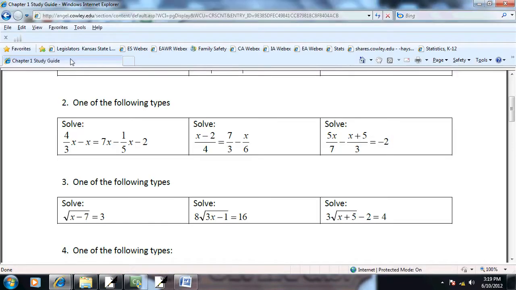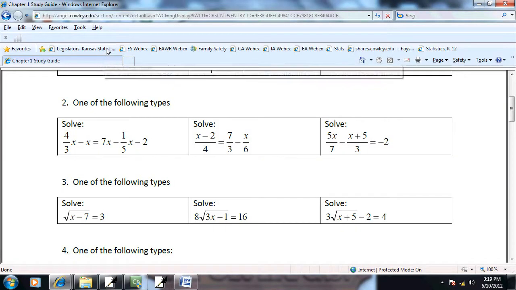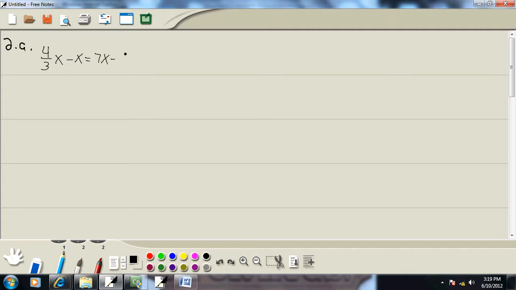We got 4/3 x minus x equals 7x minus 1/5 x minus 2. Now, first step is to get rid of parentheses, don't have any. Second step is to get rid of fractions. So I'll multiply everything by the LCM of all my denominators. I got 3 and 5, so my LCM is 15. So I'll multiply everything by 15.